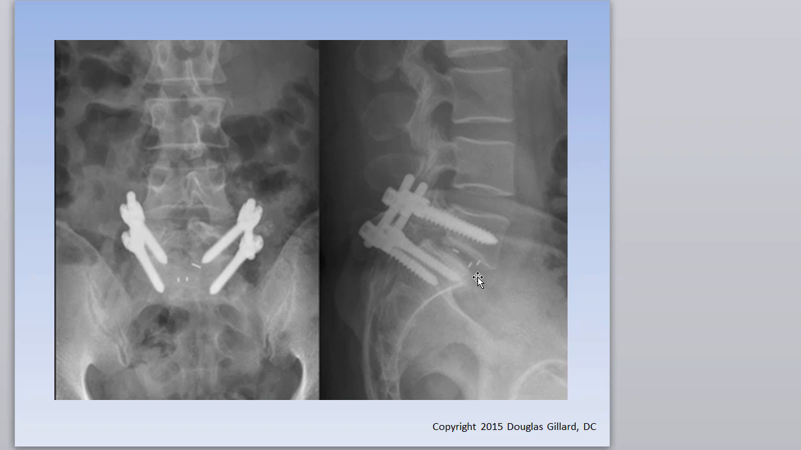Make sure you know what those markers are. What are those little lead markers? See the three? That's the polyether ether ketone cage. You don't have to know polyether ether ketone, but that's the PEEK cage, or you can just say that's the cage.